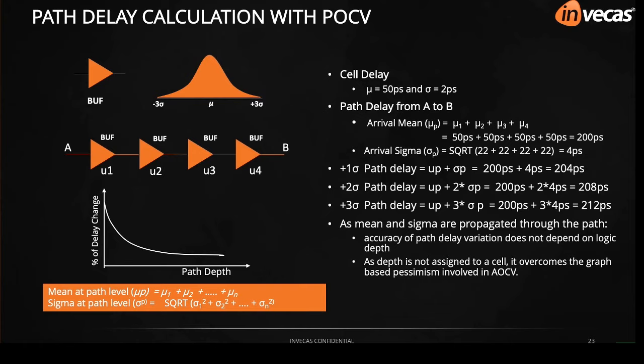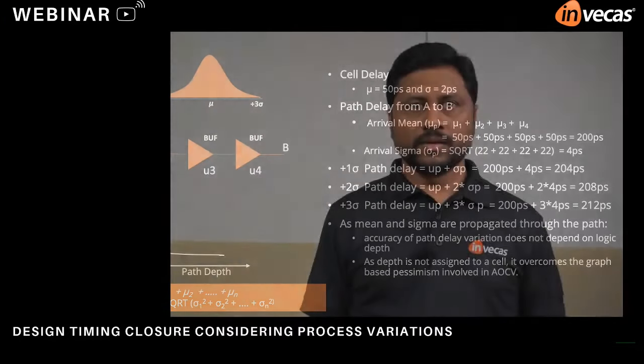As the mean and the sigma are propagated through the path, the accuracy of the path delay variation does not really depend on the logic depth. As depth is not assigned to a cell, it overcomes the graph based pessimism which is involved in AOCV. The limitation in this methodology is that the coefficient is calculated based on a single transition and load for a particular cell, whereas in reality it is not the case. So as a summary, POCV reduces the pessimism involved in the GBA based AOCV analysis.